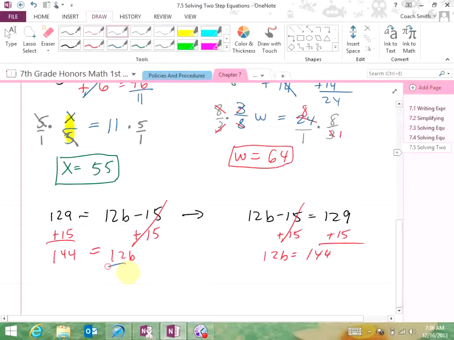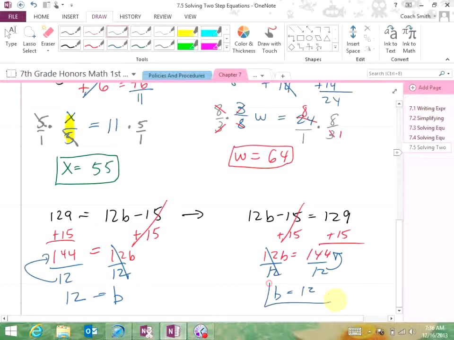Now you divide by 12. Because you're multiplying by 12, you divide by 12 on both sides. These two cancel, giving me b, and you divide 12 into 144, you get 12. Same thing over here. 12 equals b and b equals 12 are exactly the same thing.